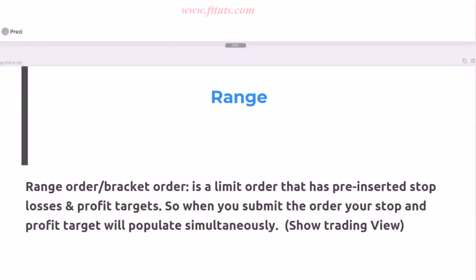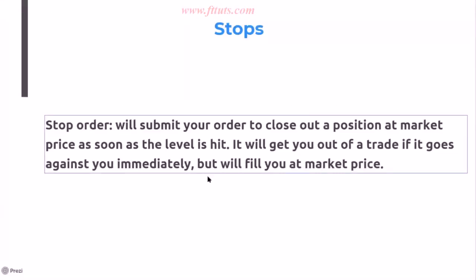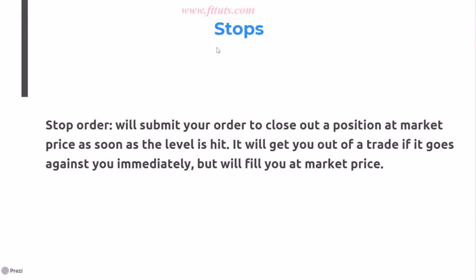Next thing we're going to talk about are stops. So a stop order will submit your order to close out a position at market price as soon as a desired level is hit. So basically, if you set a stop order, it's a market order at a certain price. So let's say you buy Bitcoin at 100, right? And you want to make sure that you get out of Bitcoin if it drops down to $99. As soon as the price drops down to $99, you're going to activate a market order to get out of your position at whatever the market is willing to give you after that triggered price. Stop orders are meant to get you out completely at market at a desired price.